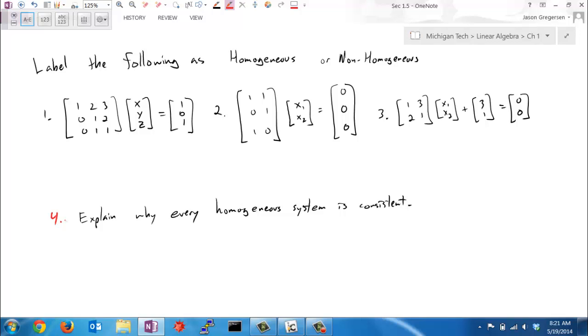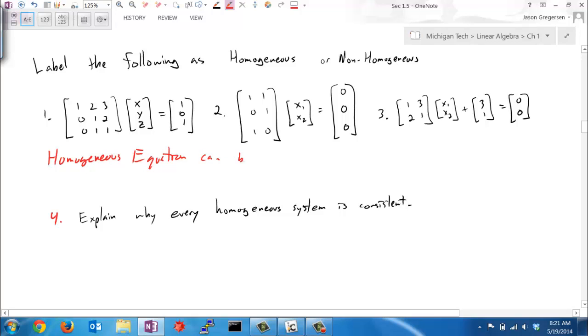All right, so let's go through it real quick. Homogeneous or non-homogeneous equations. The question is, what really is a homogeneous equation? A homogeneous equation can be written as Ax equals 0. That's a homogeneous system. That's it. It can be written as Ax equals 0. So here, we have Ax equals some other vector, not the 0 vector. So that one is non-homogeneous.